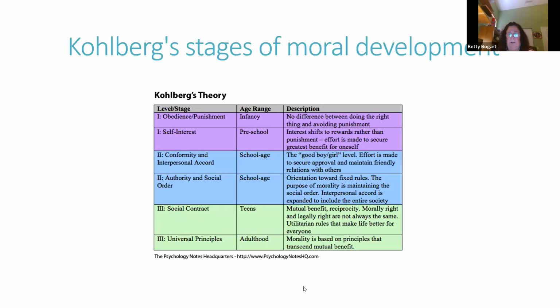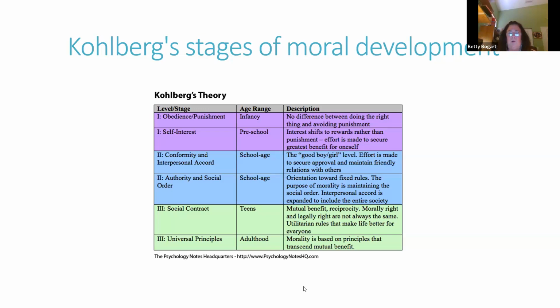Now, Kohlberg is all about morality. Morality is doing right and knowing if you do wrong, that there's punishment for doing wrong, okay? Now, infancy, they don't understand anything about what they need to do. They just know they need to eat and they're going to cry, all right? Or I need my diaper changed. That has nothing to do with morality.